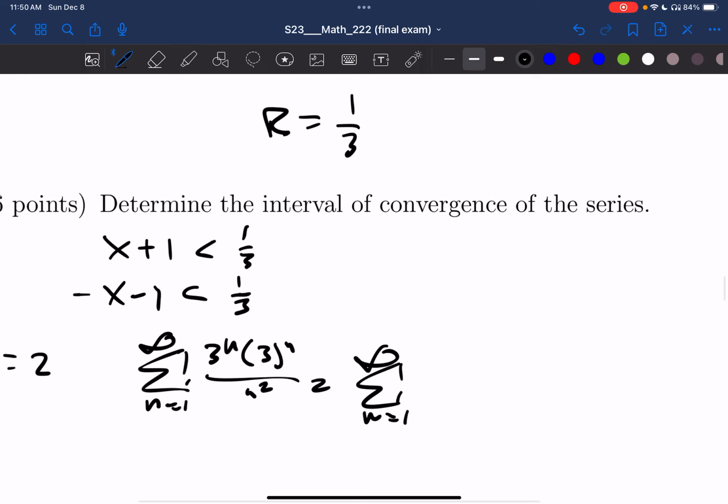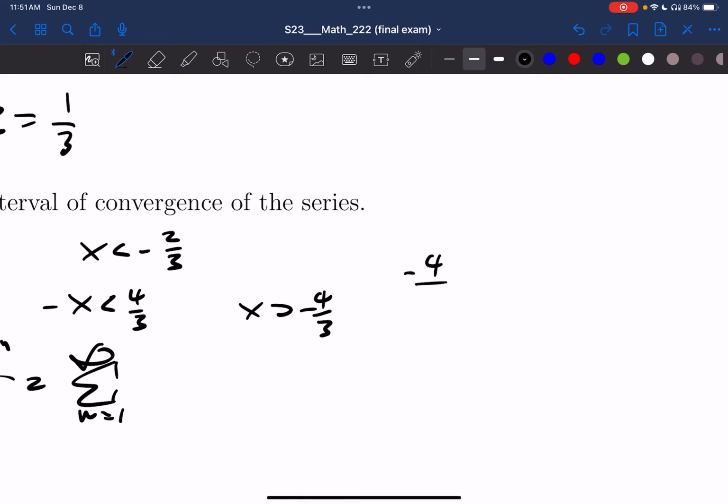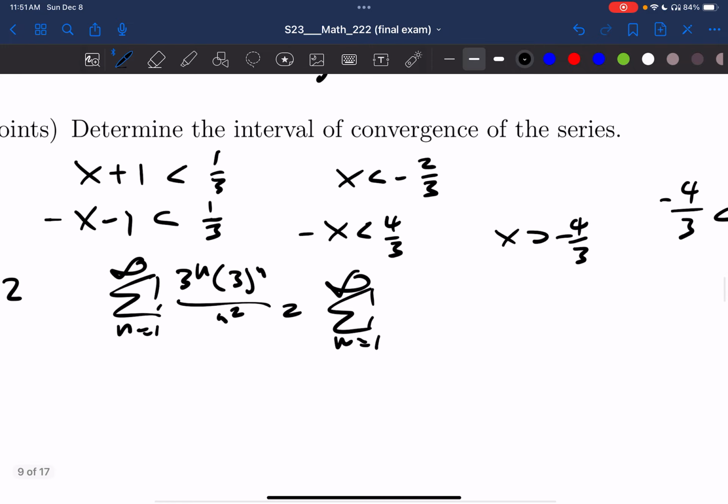Okay, so this will yield x is less than 1/3 minus 1, which is going to be what? Negative 2/3, I think. And this will be x is less than plus 1, which is going to be what? 4 over 3, negative. So dividing by negative 1 on both sides, we're going to get x is greater than negative 4 over 3. So this will yield negative 4 over 3 is less than x, which is less than negative 2 over 3. Okay, that seems more right.